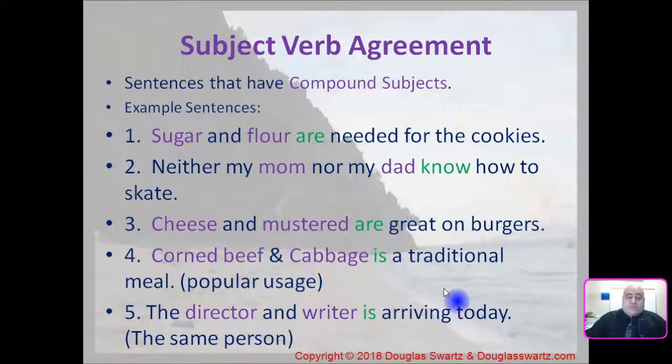Number 4 is a little different. Corned beef and cabbage is a traditional meal. This falls under the rule of popular usage. So we're considering corned beef and cabbage as one thing as opposed to two. Corned beef and cabbage is a traditional meal. That's why you have is here instead of are. Also, number 5, the director and writer is arriving today. The director and writer is the same person. They have two jobs. So we're going to use that in a different way. The director and writer is, because they're the same person.